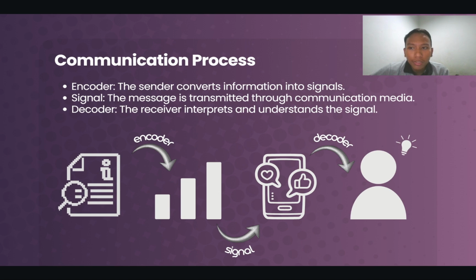Okay, the next one is communication process. There is the encoder, which is the process where the sender converts information into signals. The next one is the signal, where the message is transmitted through communication media. And the last one is the decoder, where the receiver interprets and understands the signal that is given to them.